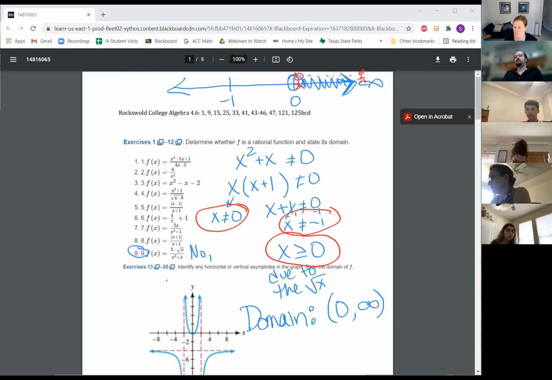Are we okay? So we're only shading to the right of the 0, because this piece here told us it has to be greater than 0. It has to be a positive number. Okay. Yeah, it has to be a positive number.